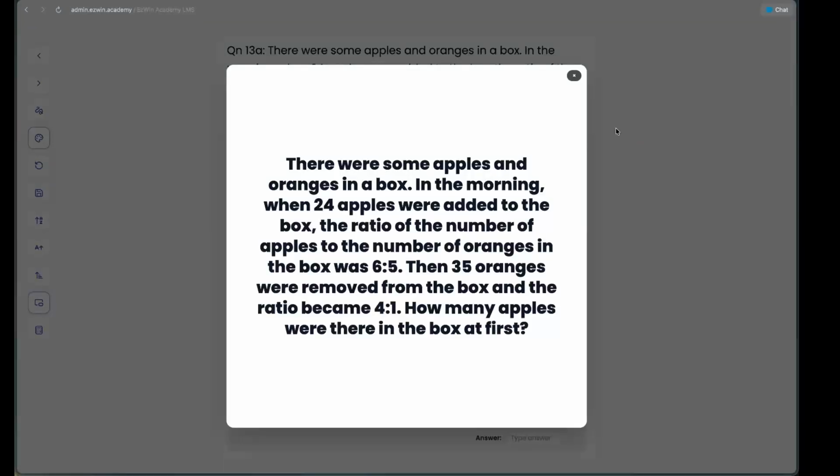Question 13a. There were some apples and oranges in a box. In the morning, when 24 apples were added to the box, the ratio of the number of apples to the number of oranges in the box was 6:5. Then 35 oranges were removed from the box and the ratio became 4:1. How many apples were there in the box at first?